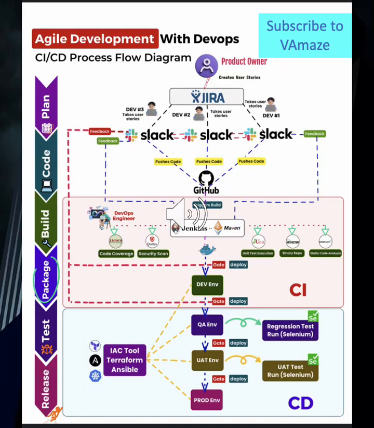Agile Development with DevOps CI/CD Process Flow Narration. Overview. This diagram illustrates a comprehensive Agile development workflow integrated with DevOps practices, showcasing how code moves from initial planning through production deployment with continuous integration and continuous deployment CI/CD pipelines.